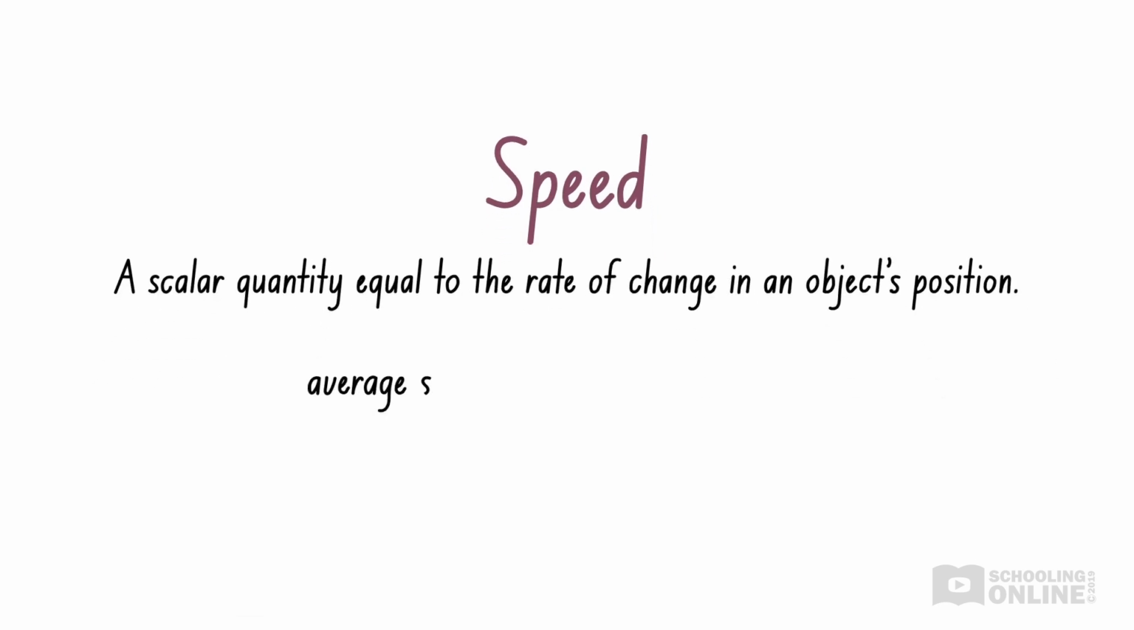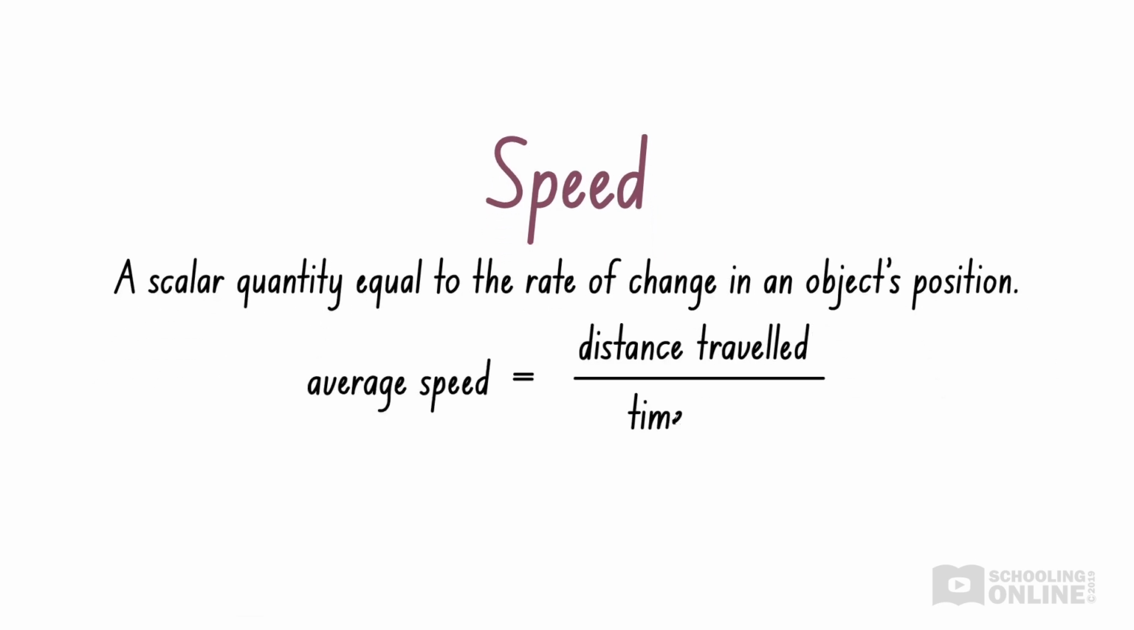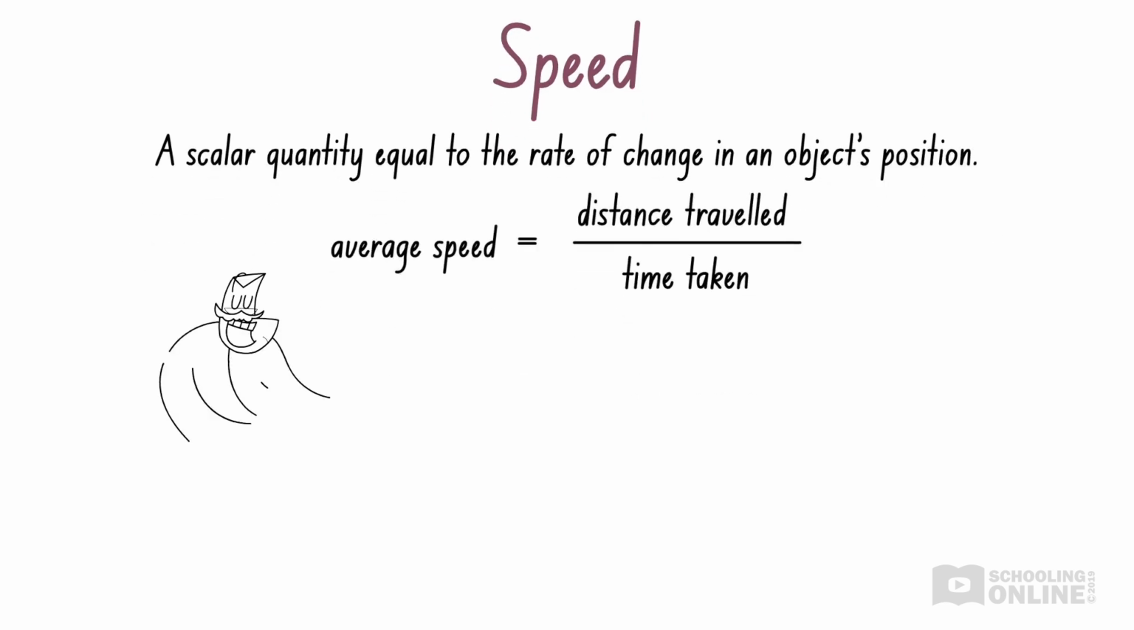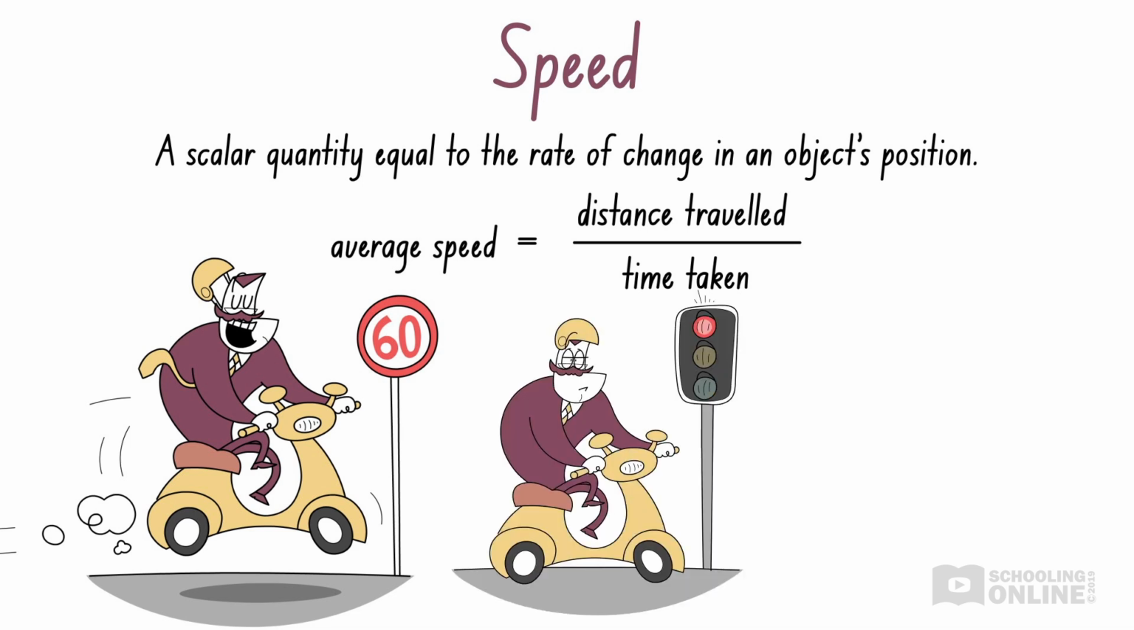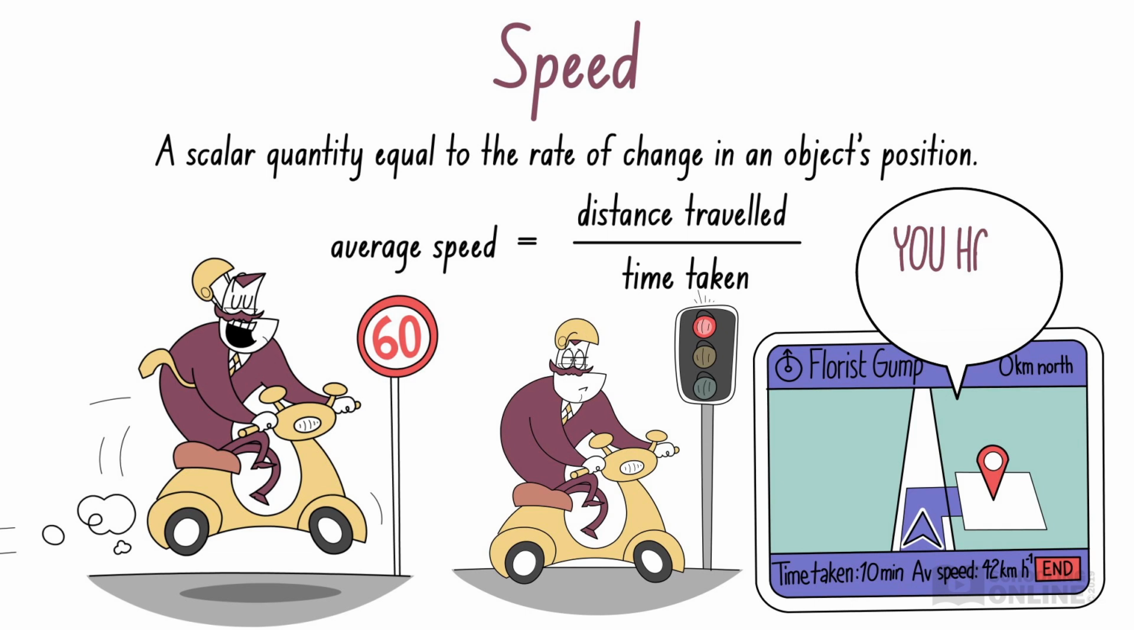We can calculate the average speed of an object using this equation, which you might have seen before. Here, we consider the average speed because the object might speed up or slow down. For example, when driving to the shops, the speed limit is 60 kilometers per hour. But you have to stop for traffic lights, so your average speed might be only 42 kilometers per hour. We'll discuss this further in our upcoming video on velocity time graphs.